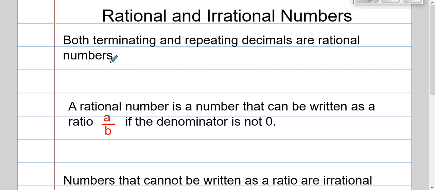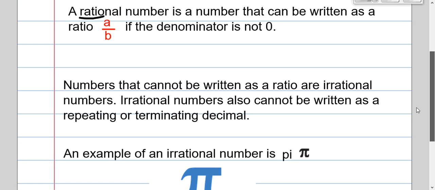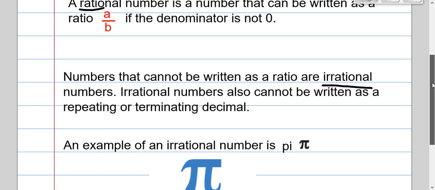Both terminating and repeating decimals are rational numbers. We call them rational numbers because they can be written as a ratio. The word ratio is actually in the word rational. So if a number can be written as a ratio, it is a rational number. Numbers that cannot be written as a ratio are called irrational, meaning not rational.